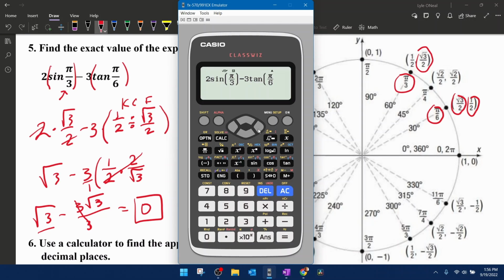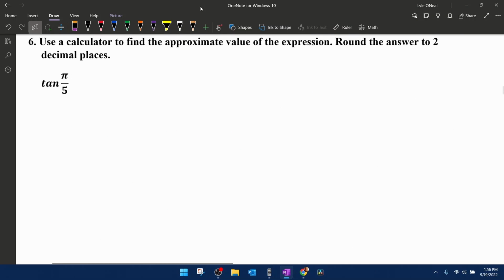And if we did the math right, we should get 0, and the answer is verified. Number 6, use a calculator to find the approximate value of the expression. We need to round to 2 decimal places. So, tangent of pi over 5.